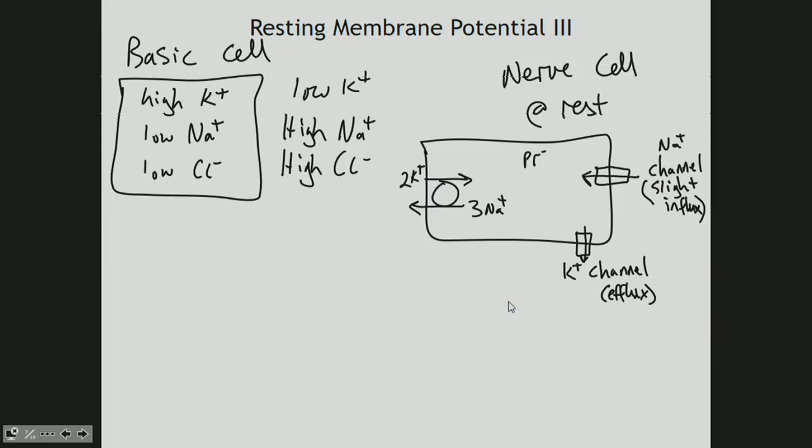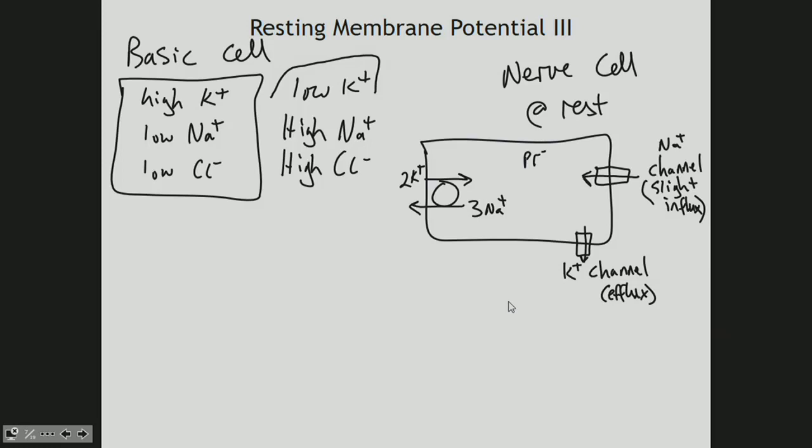So let's go back now to our cells. So we said here's our basic cell. We've got high potassium, we've got low sodium and low chloride on the inside of the cell. On the outside of the cell, we've got low potassium, high sodium, and high chloride.